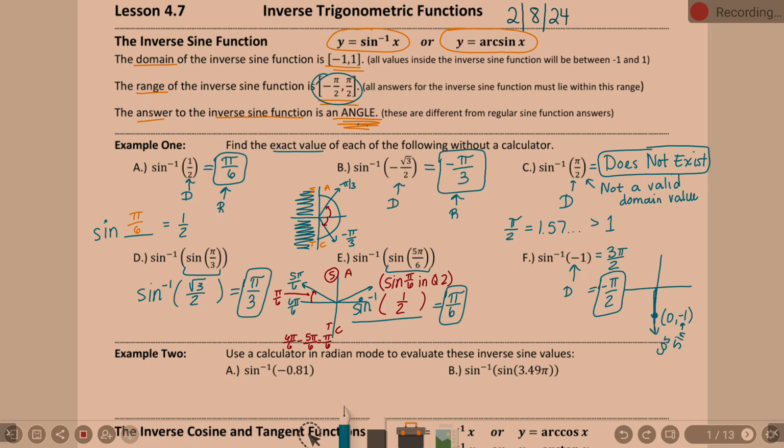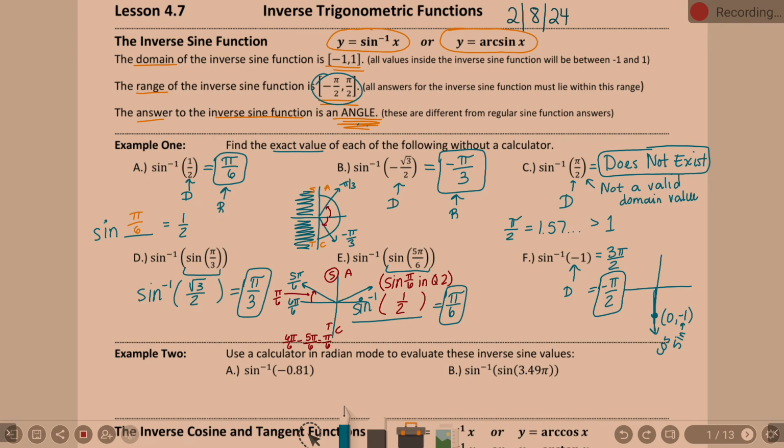On part D from yesterday, sine inverse of sine, they basically undid each other, and we ended up with pi over 3, yes? And this one worked to give us that exact answer because pi over 3 is in the range of sine inverse. So when they undid each other, it just gave us the same answer back. Okay? Now, over here, sine inverse of sine, it didn't give us the exact answer back, did it? And this had to do with 5 pi over 6 not being in the sine inverse range.